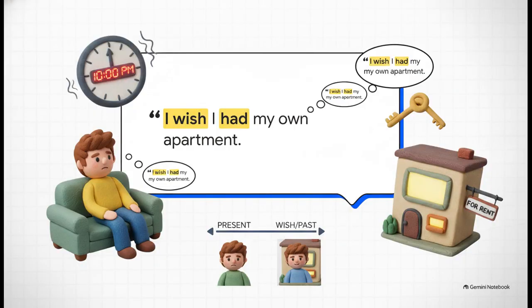Which brings us to a guy named Brian. He's living at home, dealing with those strict parents, and he says, "I wish I had my own apartment." Pay close attention to that sentence. He's talking about his life right now, today, but look at the verb, had. That is a past tense verb. So why on earth does he do that?